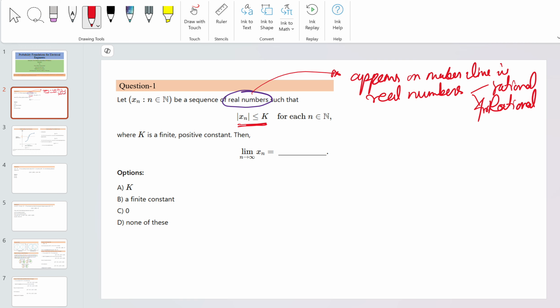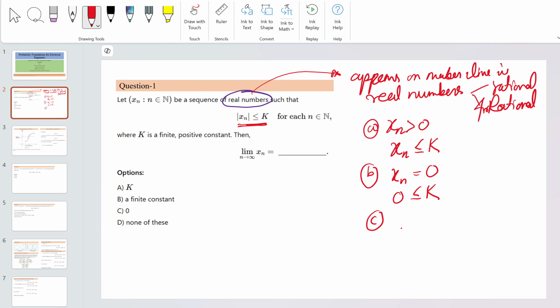Suppose xn is greater than 0. It means that xn will be less than or equal to k. That is fine. The second case is if xn is equal to 0, it means that 0 is less than or equal to k. The third case is xn less than 0. In this case, minus xn will be less than or equal to k, or you can say that xn is greater than or equal to minus k. So what does it mean?